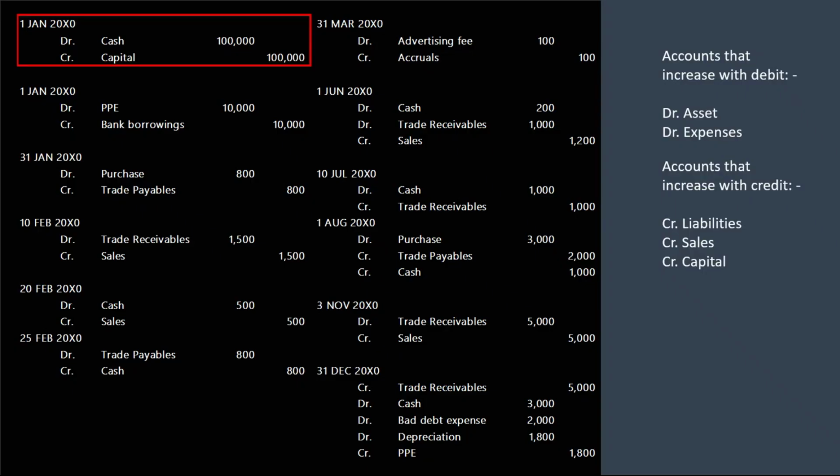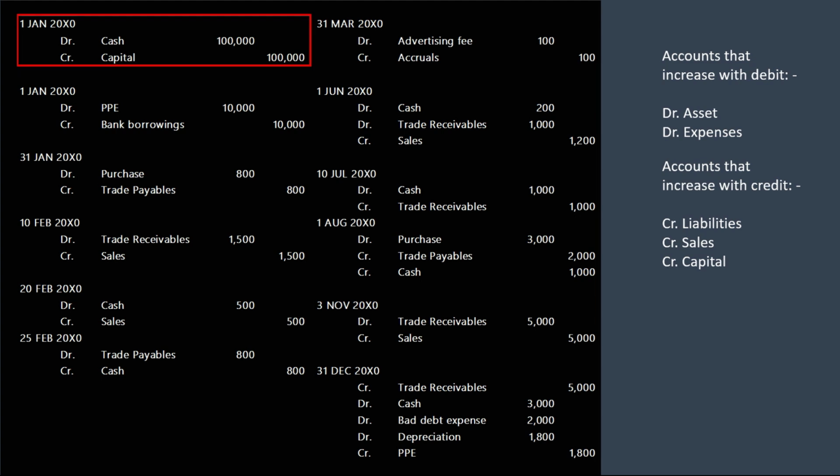To recap what we have learned, let's look at our example. On 1st of January, Michael set up an electronics equipment trading company with $100,000. To record this transaction, we debit cash by $100,000 and credit capital by $100,000 because the company received cash from Michael, and this is the amount Michael had invested in the company, which is why we debit an asset account and credit the capital account.